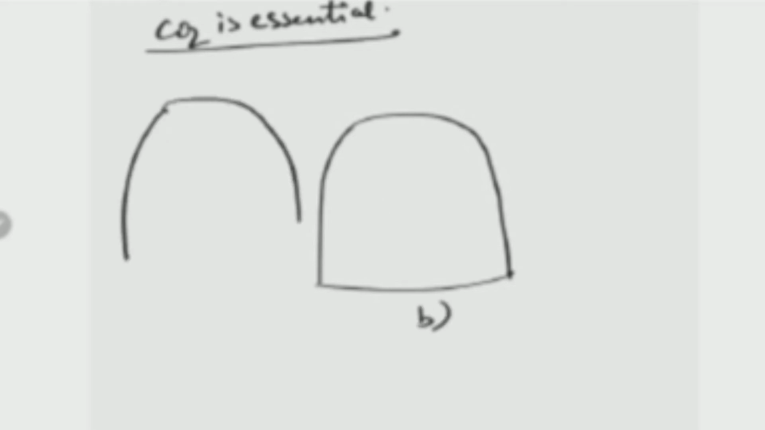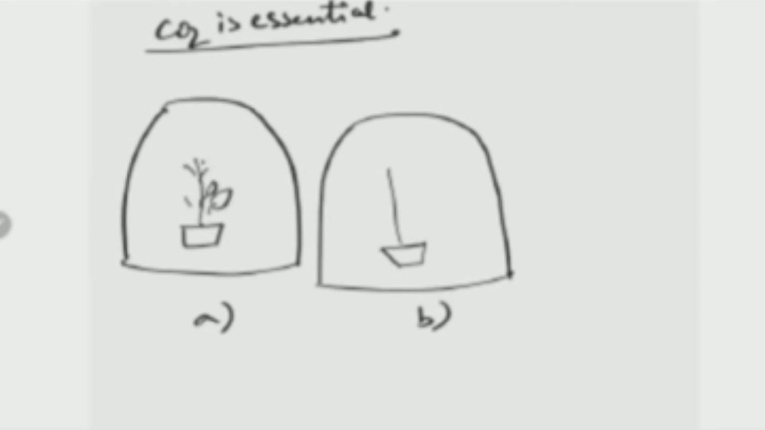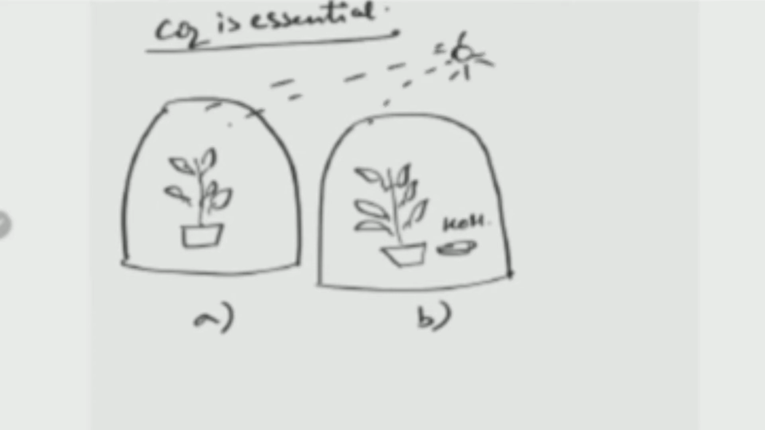So I have to draw two figures, one is A, one is B. One is the control experiment. Here we will place one potted plant, you can place any type of plant, herb or shrub, in a pot, and you can cover it with a bell jar. And this is setup A. In setup B, you place a plant, keep some KOH or potassium hydroxide in a small petri dish and place it beside the plant, and cover these two with a bell jar. The bell jar should be airtight. So we have to place some Vaseline below, or keep this setup on a plate and then fix it with Vaseline so that there will be no gap.